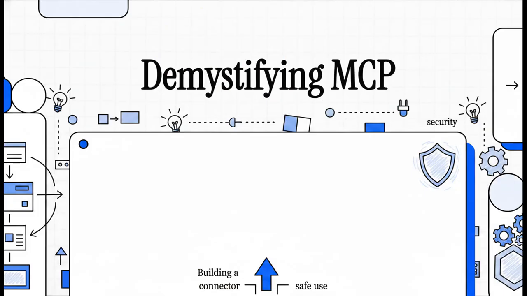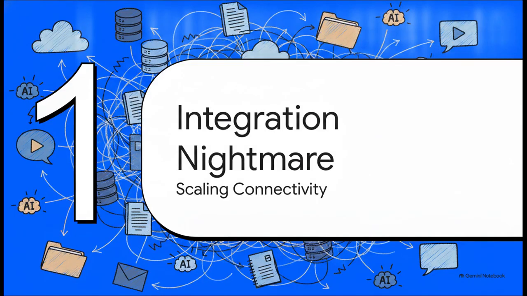Okay, let's dive into this. Welcome to today's Explainer. We're going to unpack the Model Context Protocol together. We'll look at how it works, how it fits into modern AI architectures, and how you can actually build a connector yourself in about 15 minutes. Just clear, structured understanding.